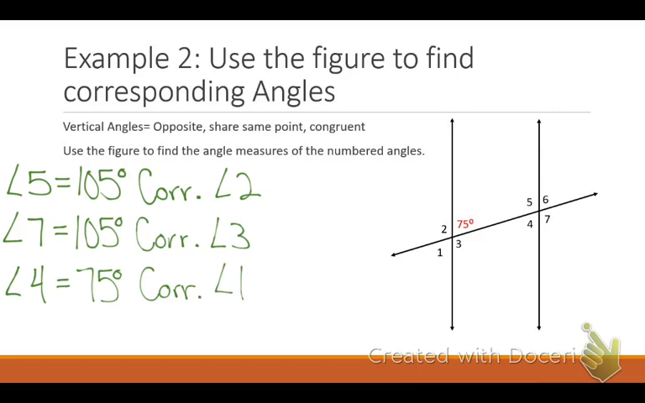Any other reasons? Y'all just tell me. Okay, 4 corresponds with 1. Vertical to 6, supplementary to 5 or 7. Okay, so guys, it all ties together. All right, supplementary adds up to 180, vertical is congruent, and corresponding is congruent.